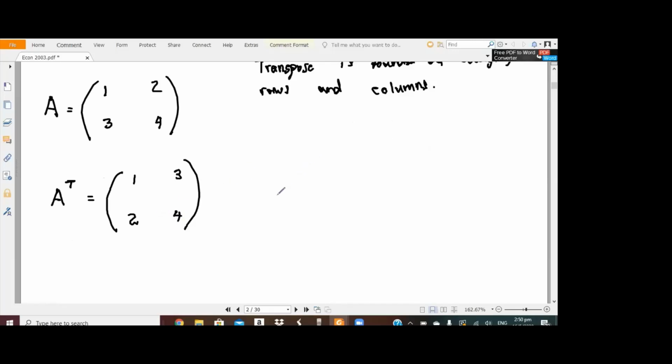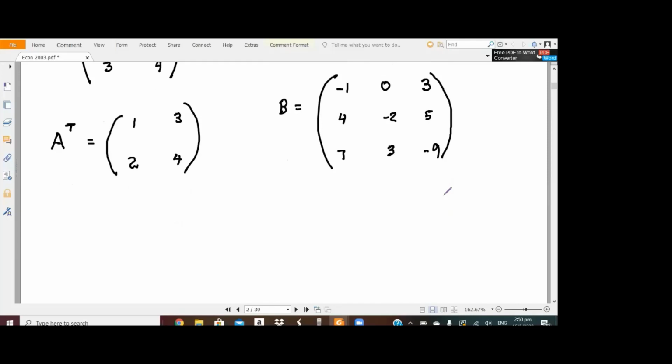But it won't be so simple as a 2 by 2. So what if I give you a 3 by 3 and ask you to transpose it? So what if I had -1, 0, 3, 4, -2, 5, 7, say 3 here now, and a -9 here. So if I ask you to find B transpose, how would I go about doing that? So B transpose now, remember, the rows now become your columns, right? So let's work with the rows. The first row here is -1, 0, 3. It becomes my column, so that's actually going to give me -1, 0, 3.